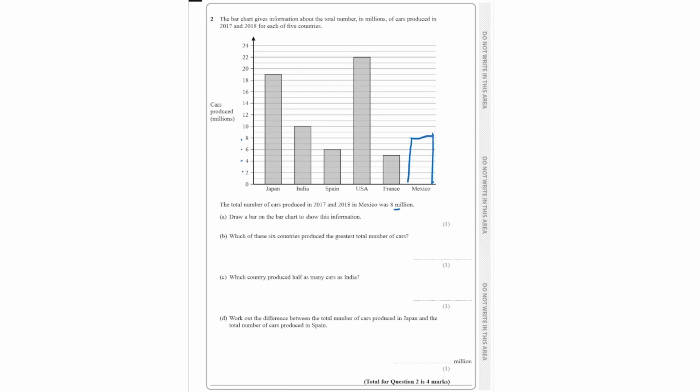Which of these six countries produced the greatest total number of cars? So we simply look for whichever bar is the highest, and here we can see that it is USA.